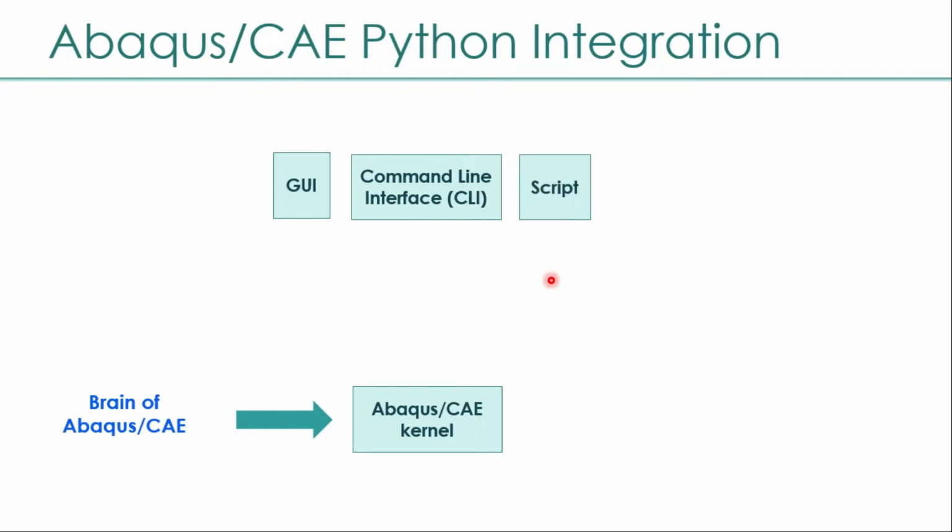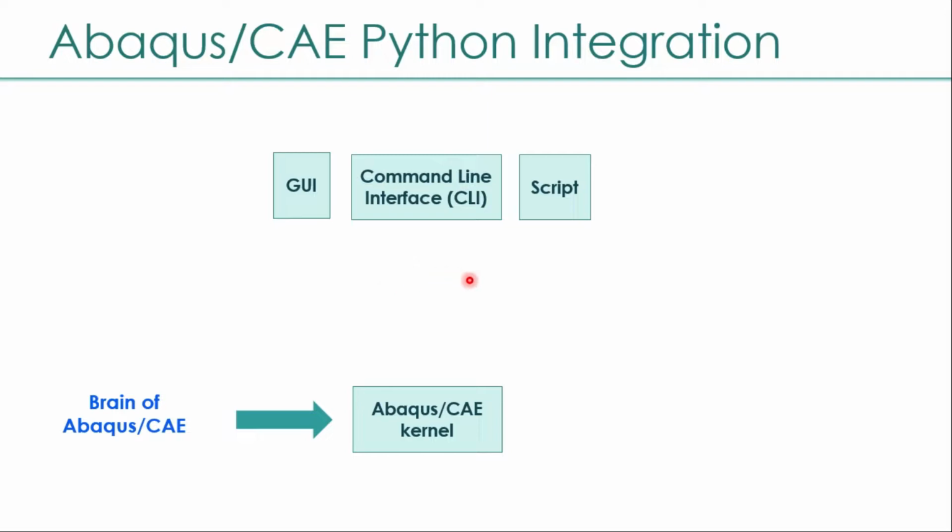And the last one is using scripts. In the first two methods, you can do one task at a time. For example, you can click on something one at a time, and the same thing in the CLI, you can execute one command at a time. But if you have multiple commands to run, then you can use scripts. So using these three components you can interact with the Abaqus kernel. But can you interact with the Abaqus kernel directly? No.